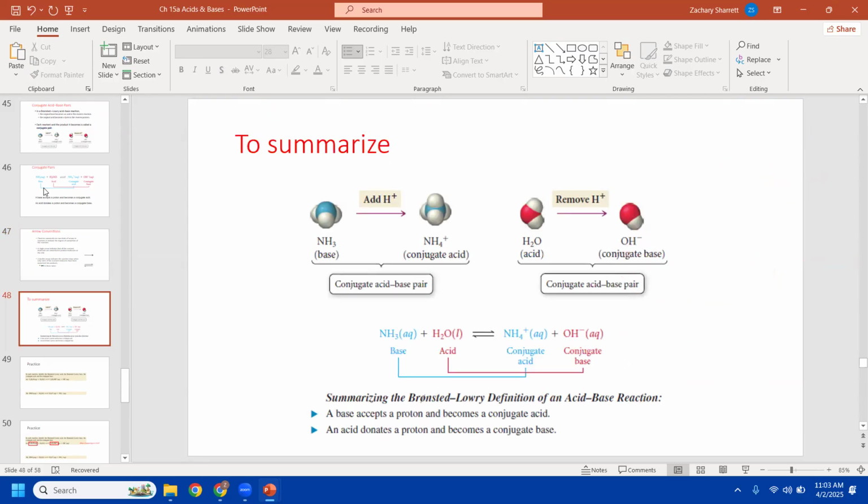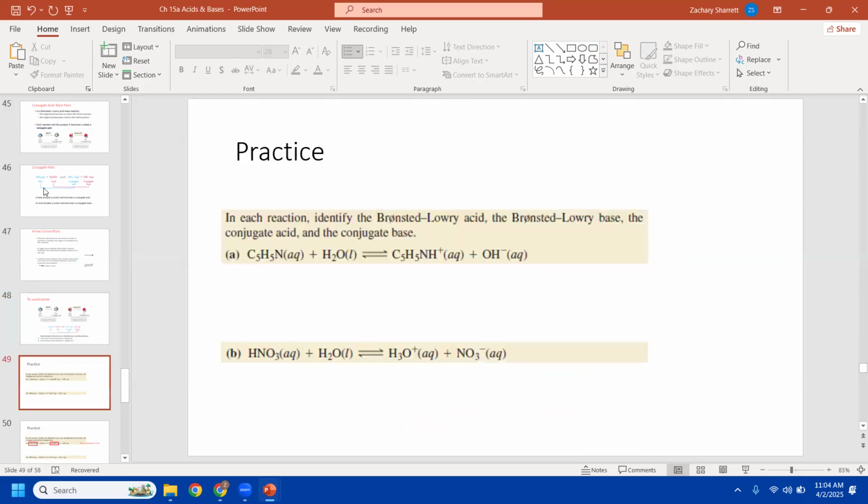So once again, just to summarize, a base accepts a proton, and after it accepts that proton, it becomes a conjugate acid. An acid donates a proton, and after it donates it, it becomes a conjugate base. So those are the terminology I'm looking for in your homework and things like that.